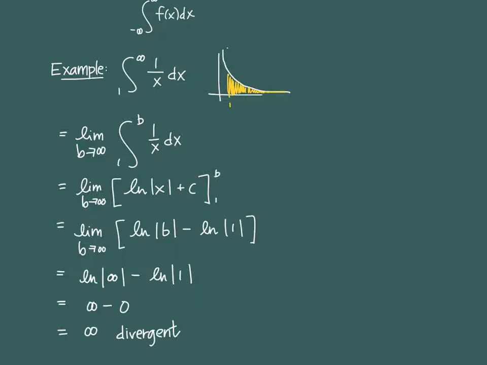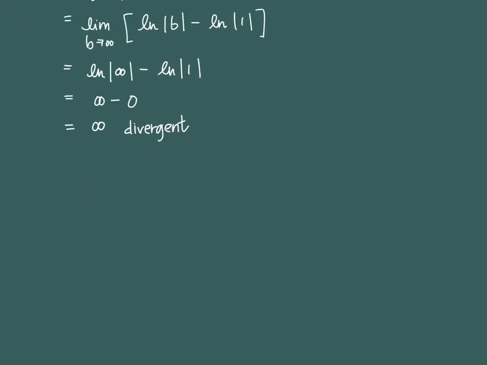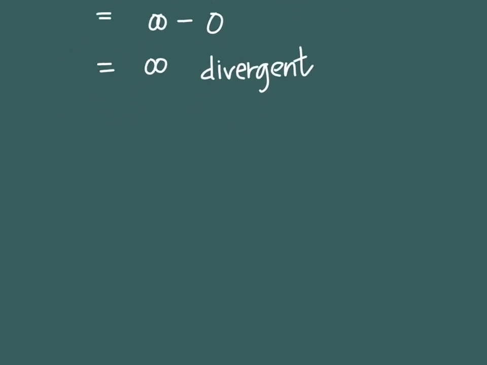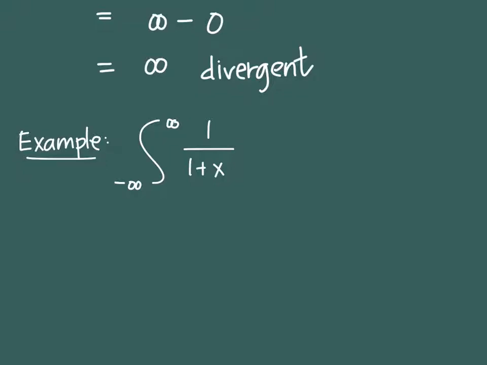You always take the bound and replace it with a value. Okay, let's try another one. And sometimes the results are surprising. How about the integral that goes from negative infinity to positive infinity over the equation 1 over 1 plus x squared dx?